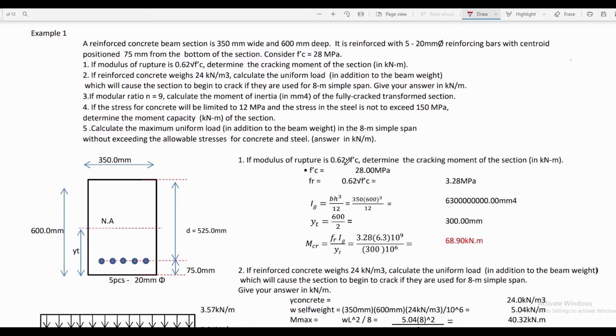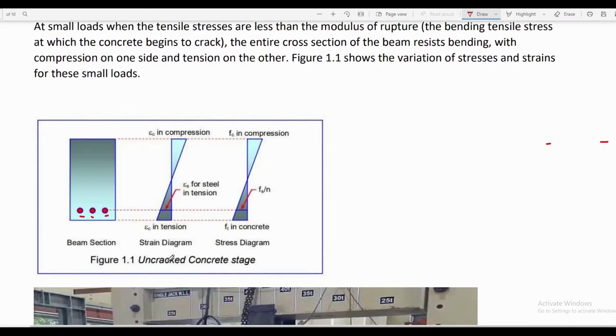For problem number 1, if the modulus of rupture is 0.62 square root of f'c, determine the cracking moment of the section in kilonewton meter. Since the cracking moment of the section is unknown in problem number 1, we are on the first stage a reinforced concrete beam will undergo before it reaches its ultimate strength. We call this stage the uncracked concrete stage.